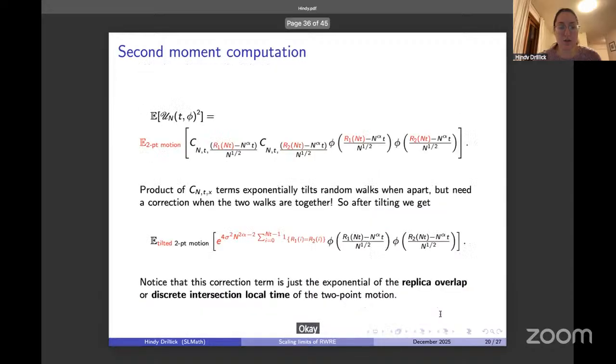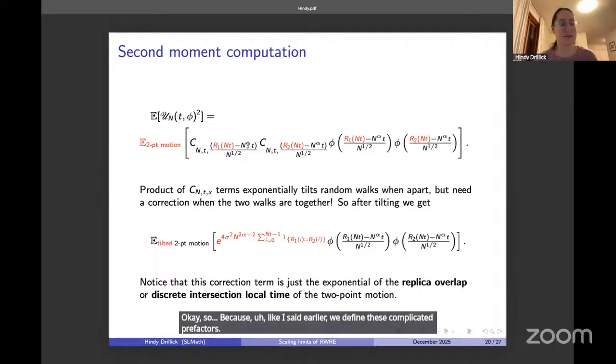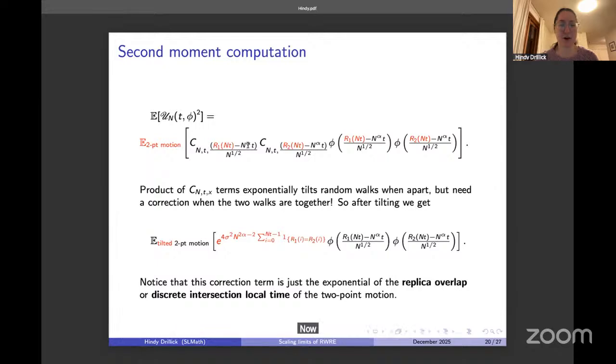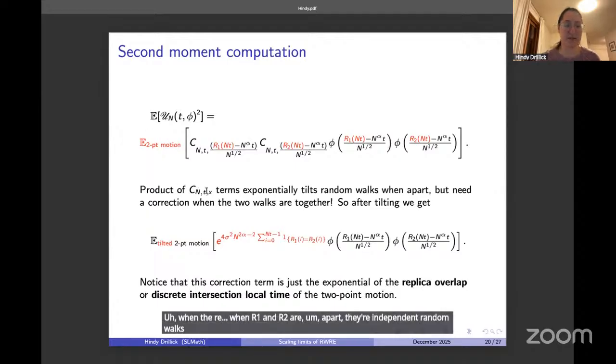Okay, so because, like I said earlier, we defined these complicated prefactors C and Tx so that they exponentially tilt the random walks. Now we want to tilt R1 and R2 together. When R1 and R2 are apart, they're independent random walks. So the product of the two C and Tx terms will just exponentially tilt the pair of random walks.